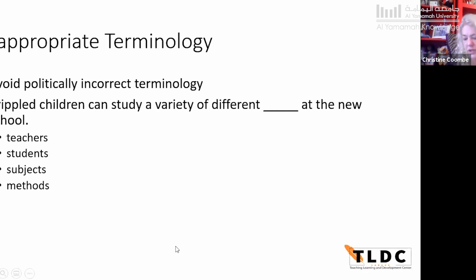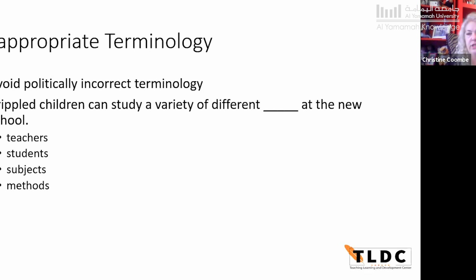Inappropriate terminology is where we use vocabulary that is considered politically incorrect. And as you can see in this sample item, the use of the word crippled, things like crippled, disabled, handicapped, even physically challenged are words that are considered to be negative these days. Differently abled is better, things like that.